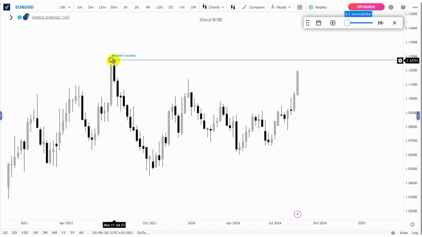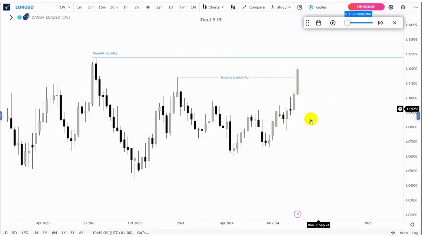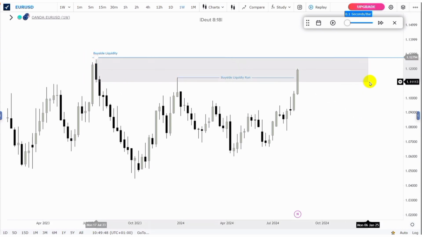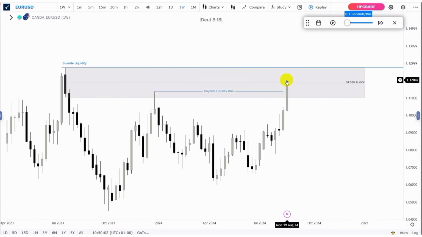So this is our range from this high to this low. Within the range, we can see that the market took out this buy side liquidity, so we have a run on this internal buy side liquidity. What we can see is that the market is reacting at this weekly order block. So we've identified the order block in the weekly time frame, and the market is reacting at the mean threshold of the order block.